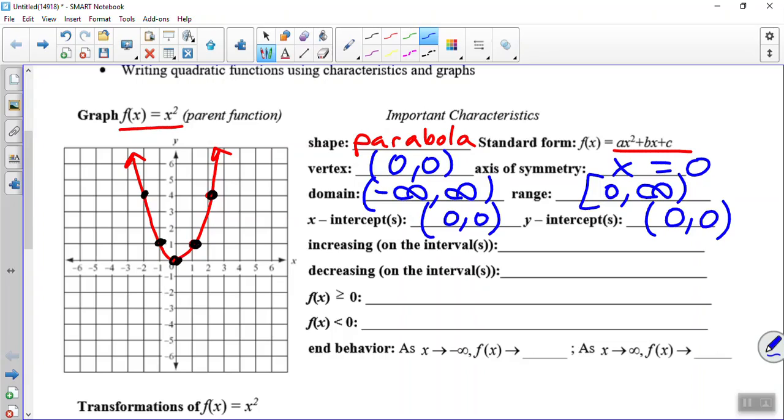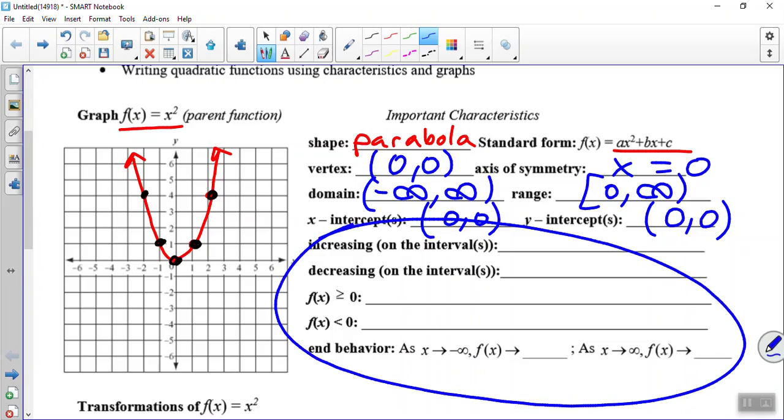The rest of this, I want you to pause the video and try to see if you can do it as a review from Unit 1. I'll go ahead and fill these in, but pause the video and try the rest of this section here, and I'll have the answers when you come back.